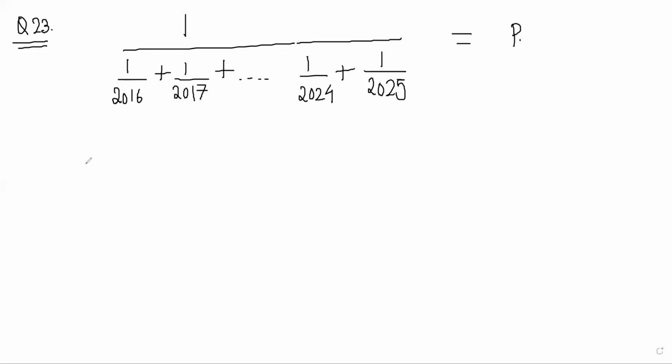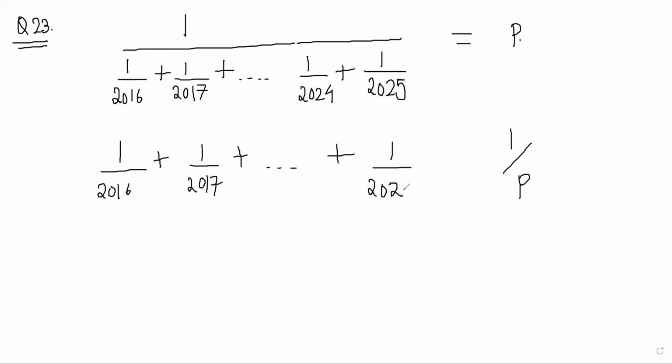Okay, why are they asking this? What is the purpose? If you take 1 by p, you will get 1 by 2016 plus 1 by 2017 plus so on till 1 by 2025 is equal to 1 by p, right? So even if I get this, maybe I'll be able to predict what p will be if I can just solve this, right? Yeah. Correct.